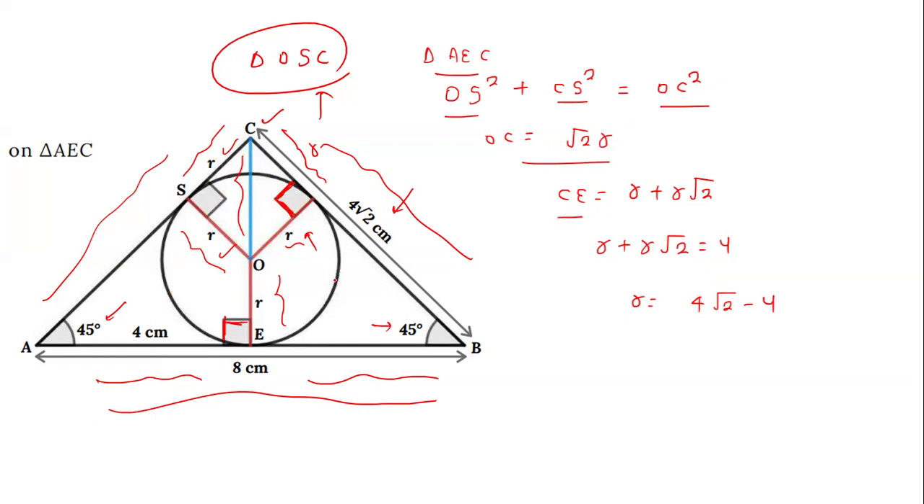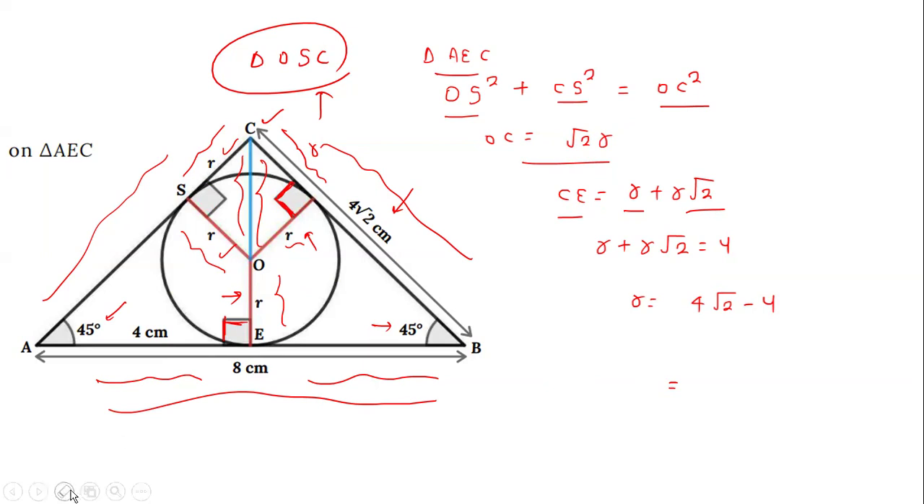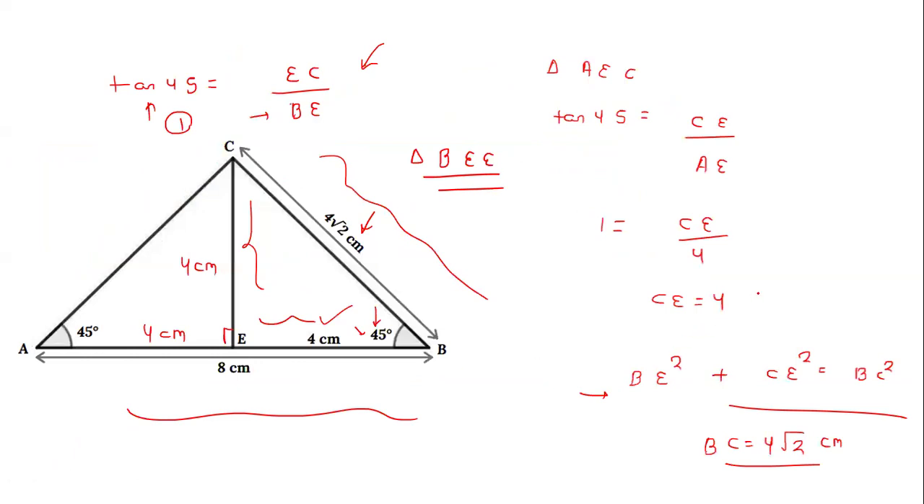And simply CE, what is the value of CE? So this R plus this distance. So it is R plus root 2R, and we know CE. We calculated CE will come as 4 centimeter, as we previously calculated. This value CE is 4 centimeter. Tan 45 is equal to this CE divided by this 4 centimeter.